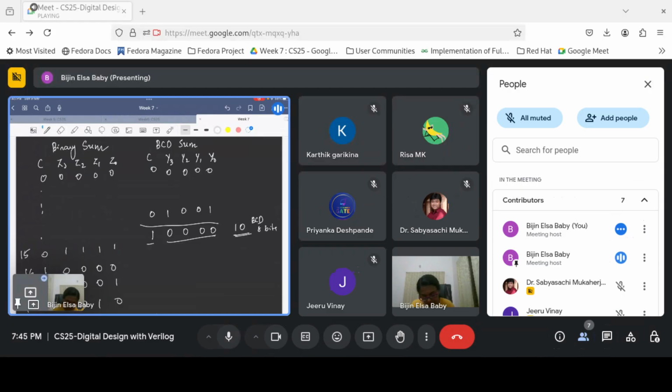So for BCD, how can we do that? If it is 10, then this 4 bit we are taking is 0, then 1. If it is 11, then 1. Then 12, 1. Similarly, till 19.